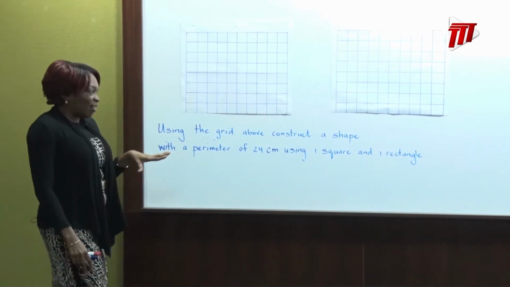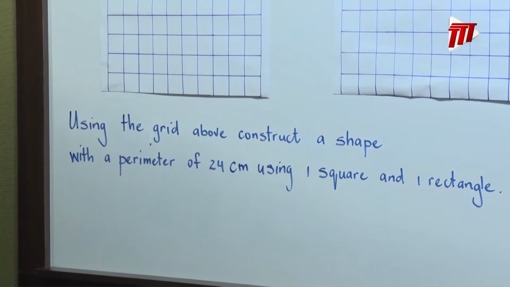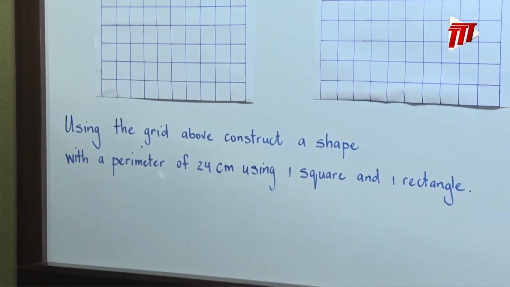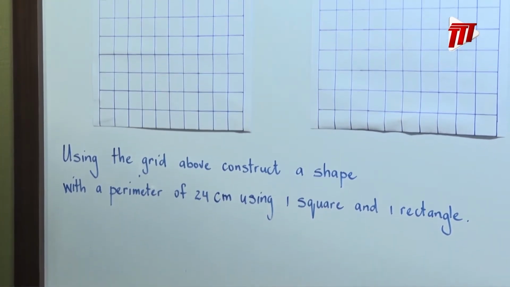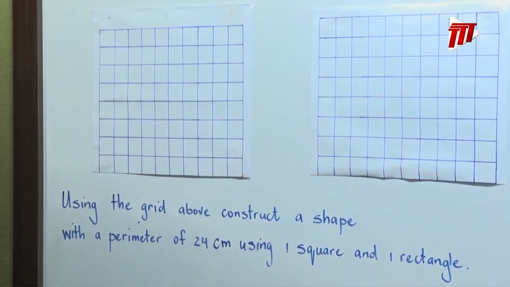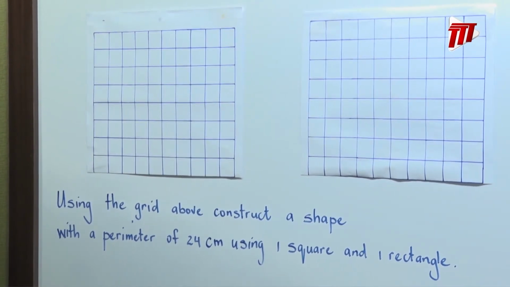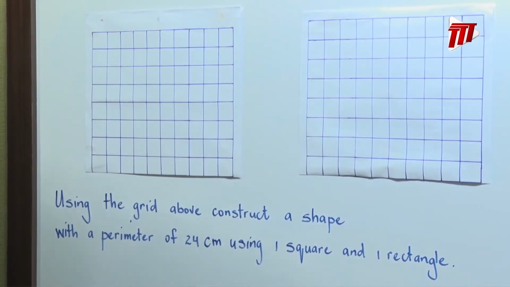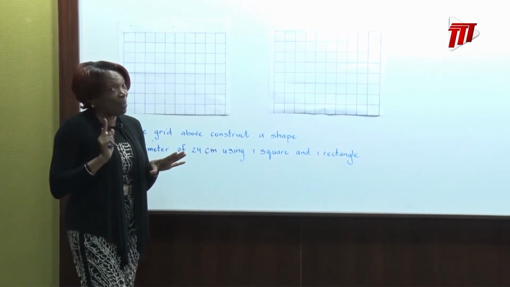Using the grid above, construct a shape with a perimeter of 24 centimeters using 1 square and 1 rectangle. Are you seeing the grids? We'll take them one at a time. Using the grid above, construct a shape with a perimeter of 24 centimeters using 1 square and 1 rectangle. I'm seeing you all now drawing and trying to do what it is you can. Remember, the perimeter must be 24 centimeters.